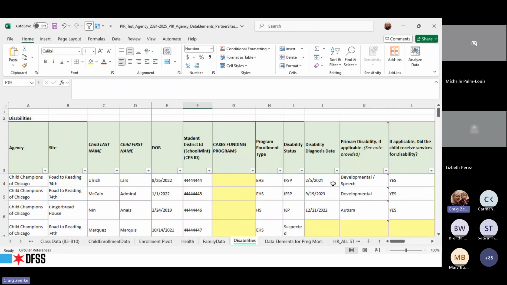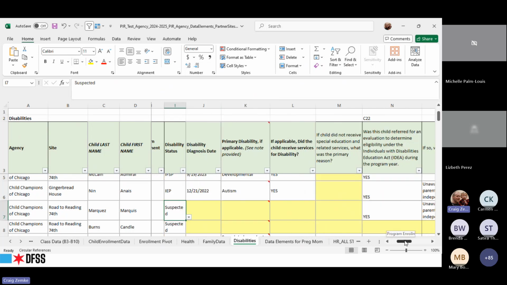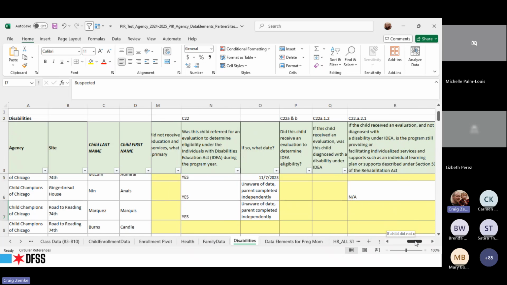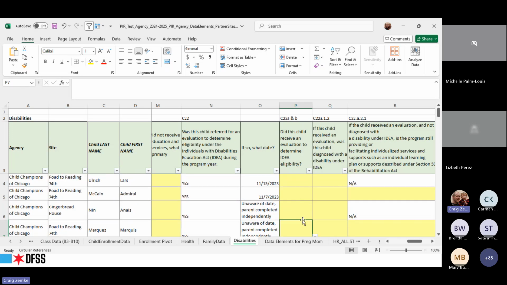we've got program enrollment type and disability status, but this can be for kids who have a disability status of suspected. So if they were referred, they should be here, and then complete the rest of this. Were they referred? If so, what was the date? Did they receive an evaluation? Here, when agencies are saying they don't know, you need to follow up because we need all of this information.